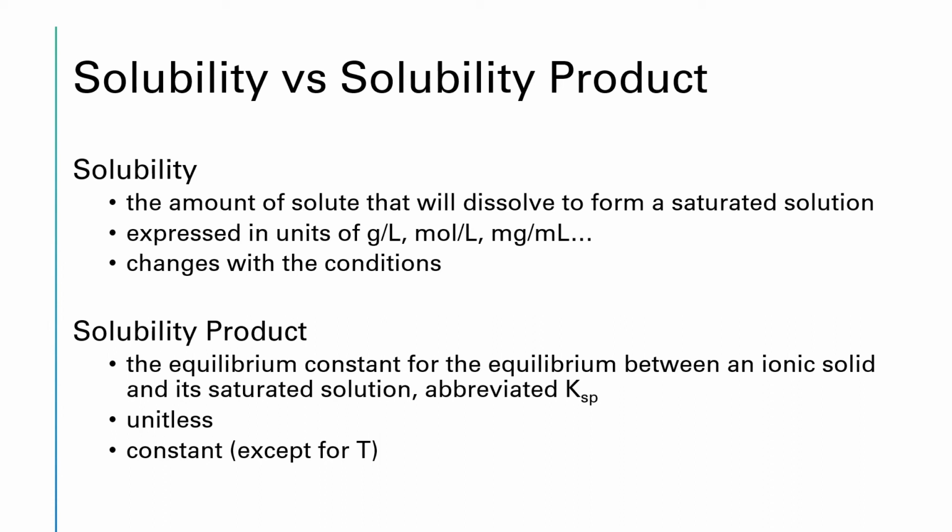And so how is that different from solubility? Well, both solubility and the KSP can change with temperature, but KSP remains constant whether we're talking about an acidic solution or a basic solution or other components being present in the solution, whereas solubility can change dramatically if we change the pH or we change other things that are dissolved in the solution.